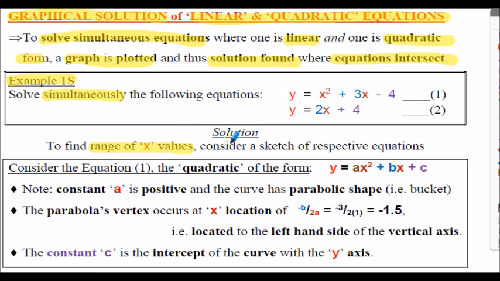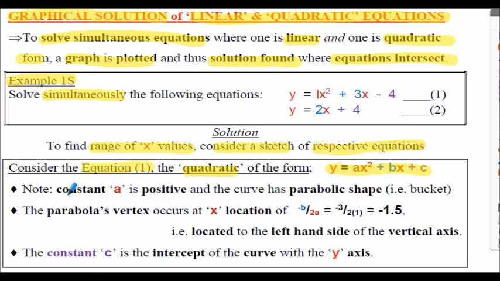To do that, we're going to consider a sketch of equations 1 and 2 above. Let's consider equation 1 first of all. That's a quadratic and that has the form of y is equal to ax squared plus bx plus c. Reading the values of a, b and c from equation 1, the a would be 1. There's a 1 in front of the x squared we don't write, but it's there. The b in this case would be positive 3. Don't forget the sign in front of the numbers with it. And the c would be negative 4.